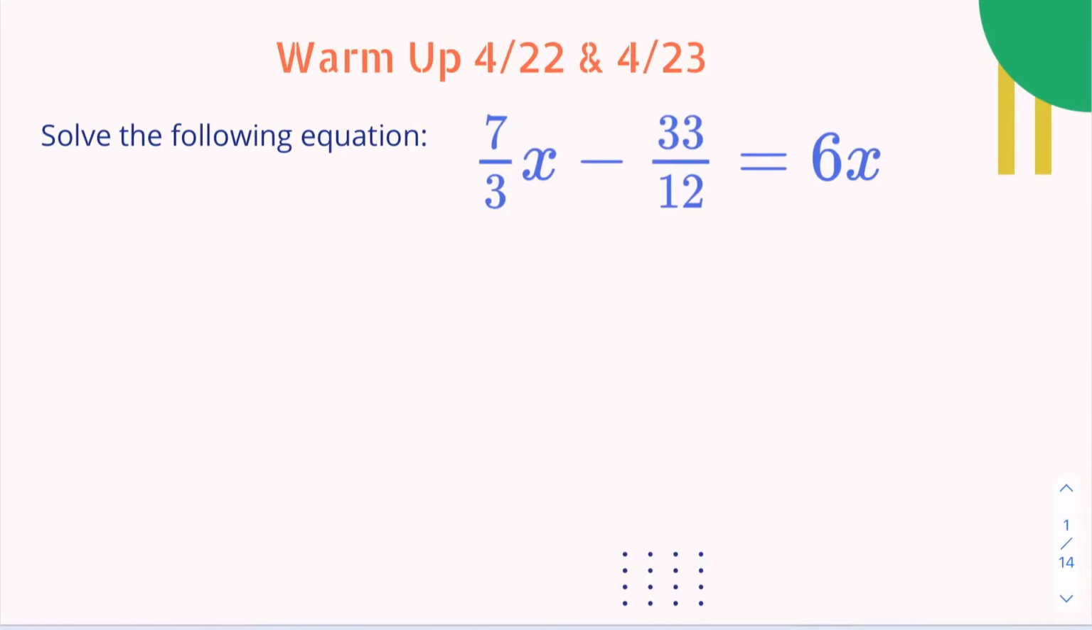This warm-up is a lead into what we are going to do today, but this is an Algebra 1, Algebra 2 level linear equation. So go ahead and pause this video and then do the problem, and you will type your answer in and then we will go over it.